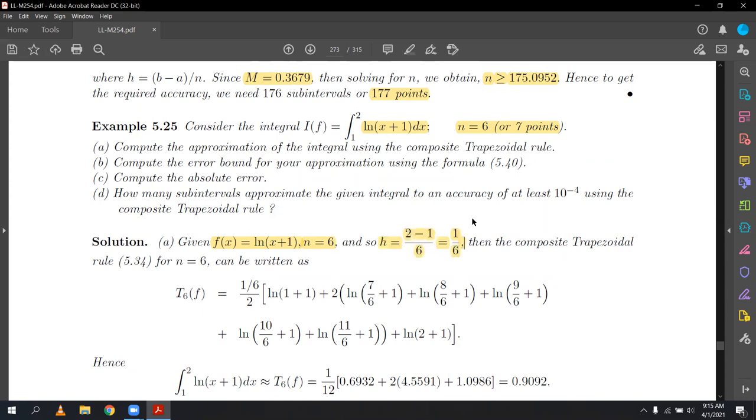And the value of h is equal to what? (b minus a) divided by n. n is 6, b is 2, a is 1. So you have 1 over 6. And now you can easily find the points here. x0 is equal to what? 1. What is x1? 1 plus h, and 1 plus h is how much? 7 by 6.